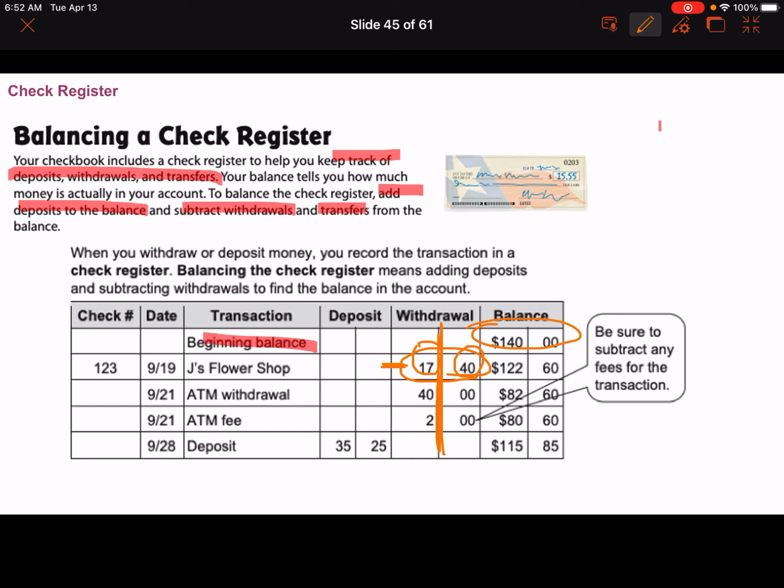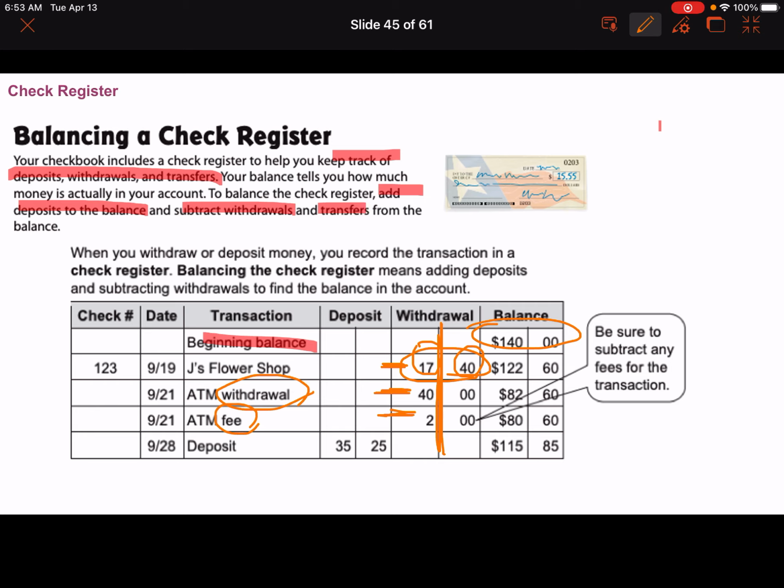Now, going down, we have September 21st. This person got an ATM withdrawal of $40. Again, withdrawal means you're taking money away from your balance. So $122.60 subtracted by $40 gives us $82.60. Now with that withdrawal, there's also a fee of $2. So $82.60 subtracted by 2 gives us $80.60.